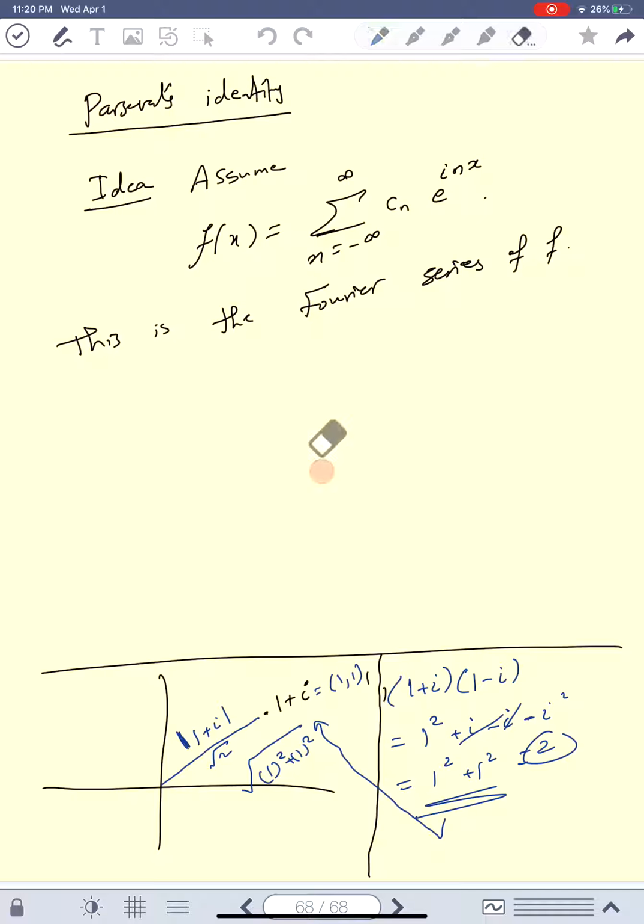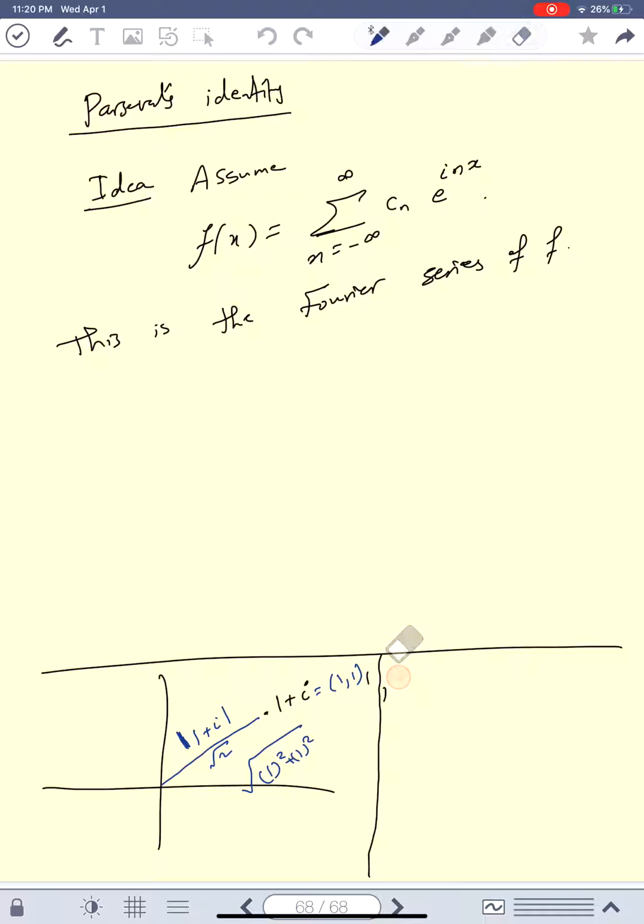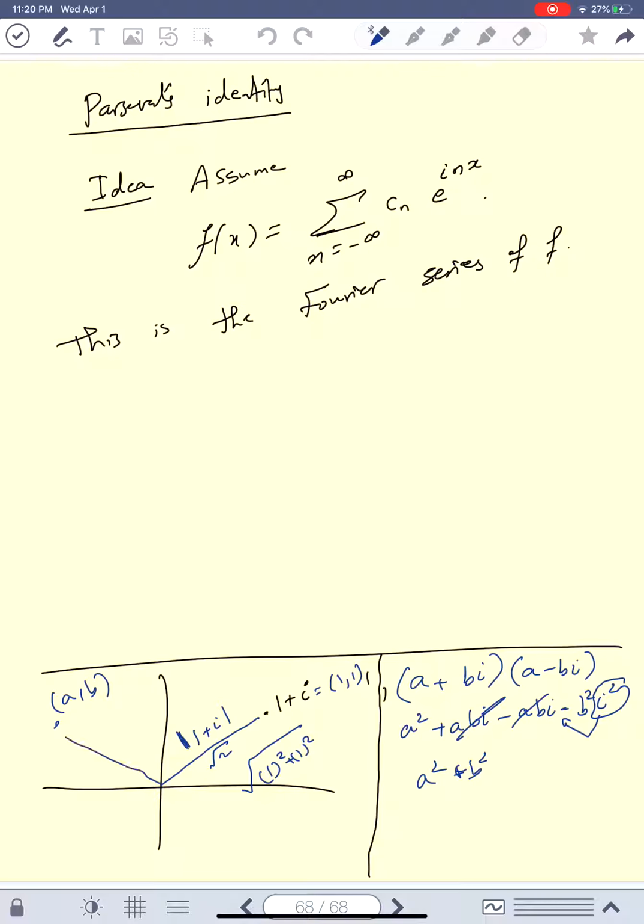So in general, if you have a complex number a plus bi, you multiply it with a minus bi, what do you get? You get a squared plus abi minus abi minus b squared i squared. These get cancelled, and the i squared is negative 1, so this becomes a squared plus b squared. But again, if you imagine (a, b) as a point, what's the distance from that point to the origin? The square root of a squared plus b squared. This is what you're getting from here.